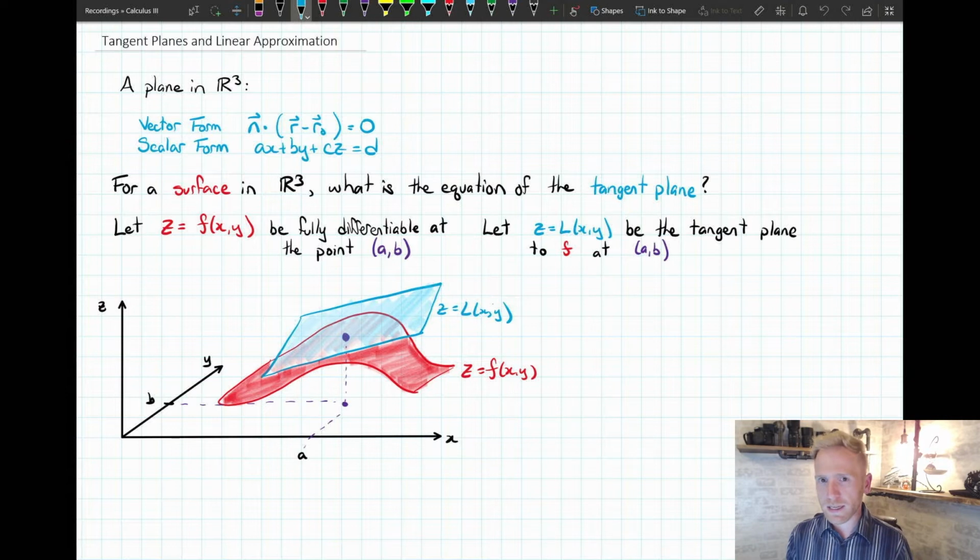But we're really just saying it's tangent at that one point. So it has the same slope in x and the same slope in y at that given point. So it just grazes the surface and it only touches that one point in a little local neighborhood on the surface.